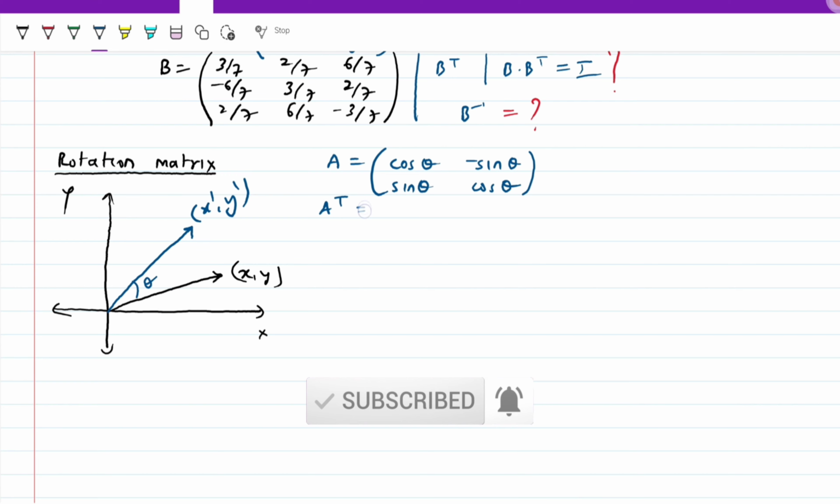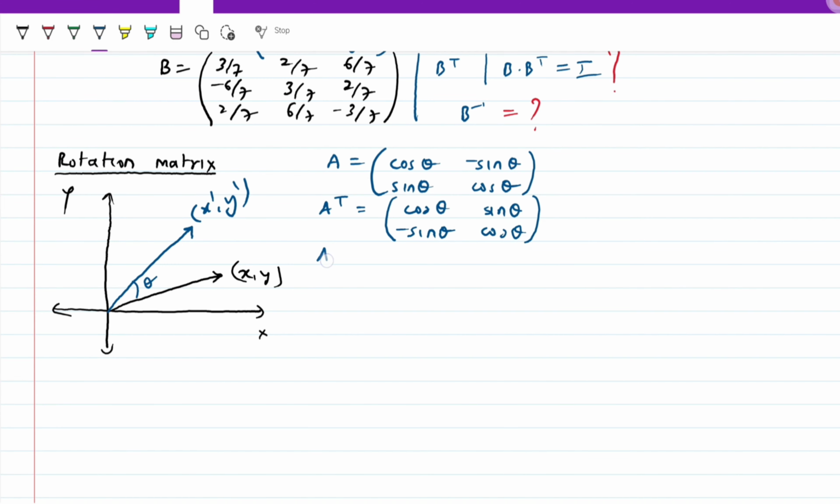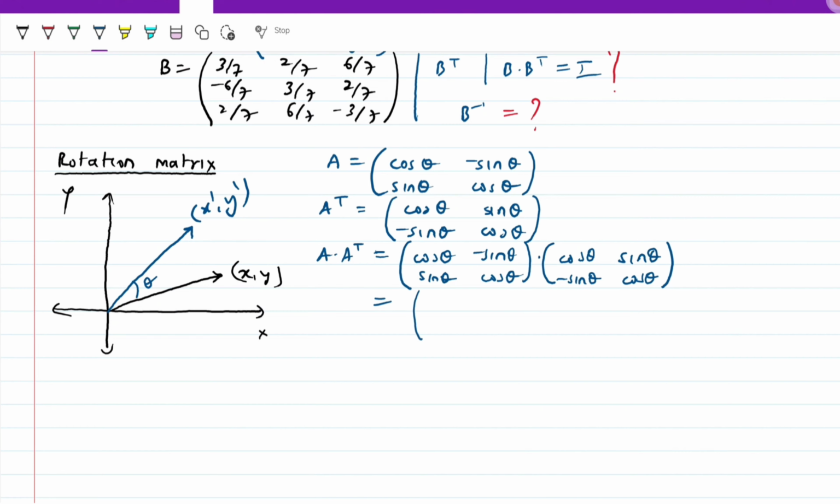If I evaluate A transpose, it is going to be cos theta, sine theta, negative sine theta, and cos theta. Now let's take the product of A with its transpose. The first entry is going to be the product of the first row with the first column, so that's cos square theta plus sine square theta.